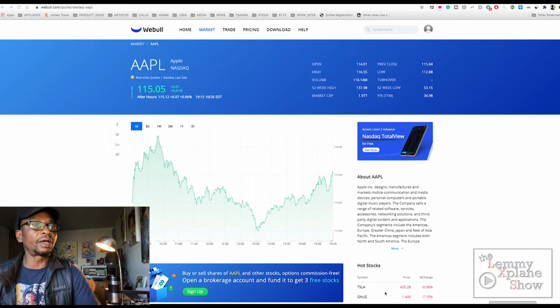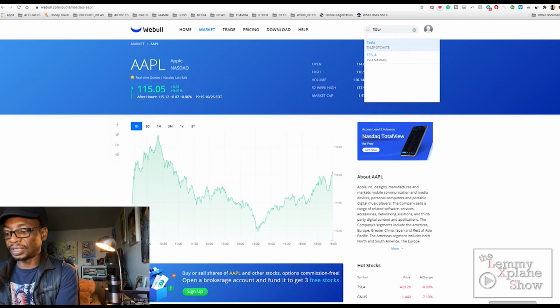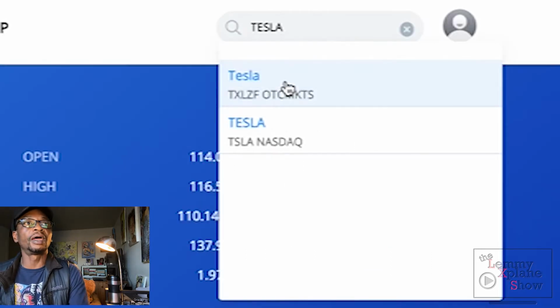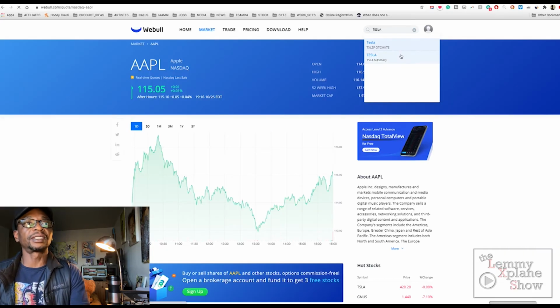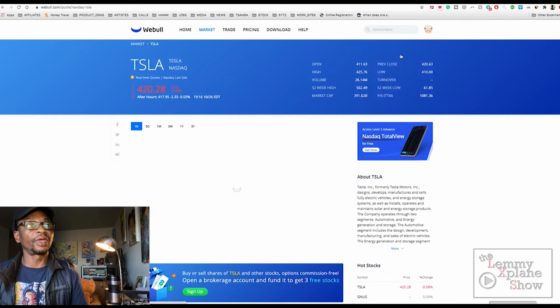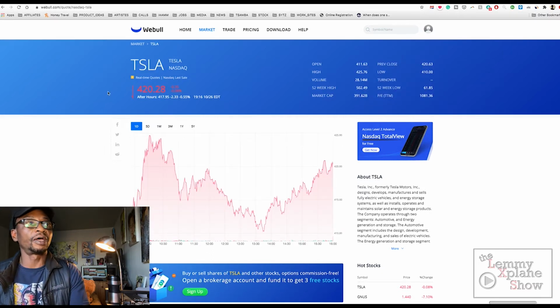And let's look at a company. Right now I've got Apple opened up, but let's look at Tesla. You can either type in Tesla, the full name, and the stock symbol comes up there. Now you can see the two options there. You've got over the counter OTC markets, or you've got the NASDAQ. I won't go into explaining what those are. You can always read those up online. But basically that's how you find information on Webull about a stock.